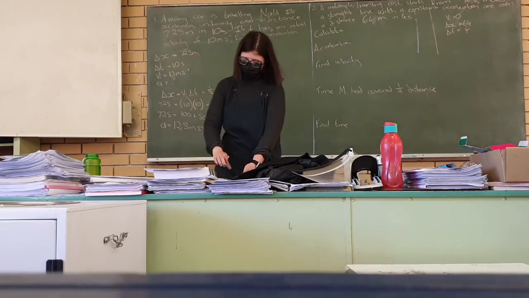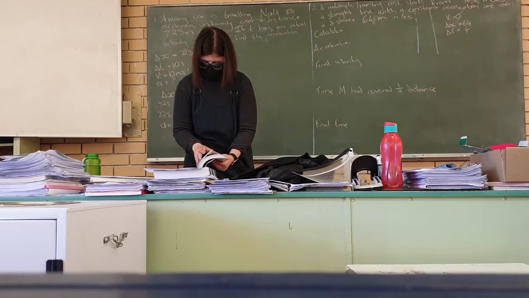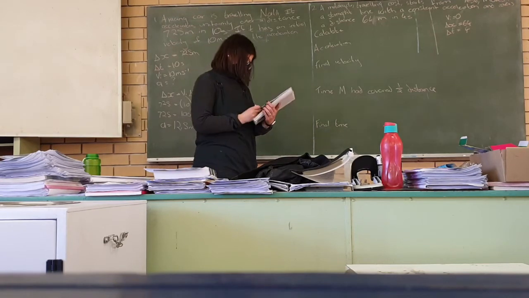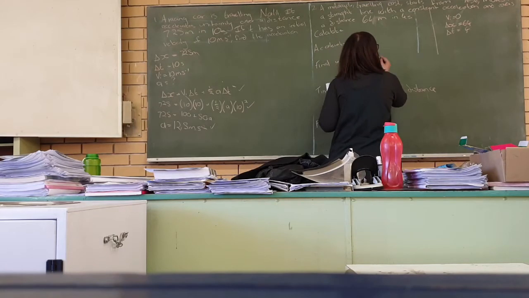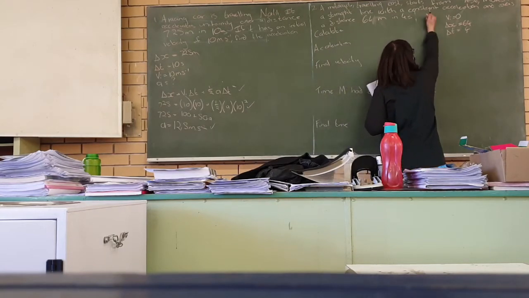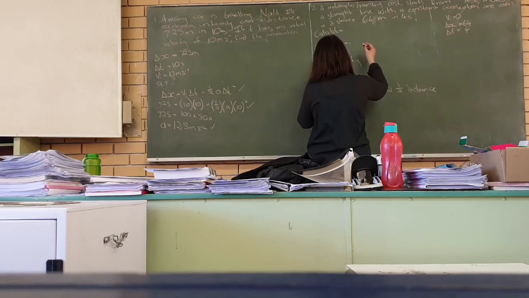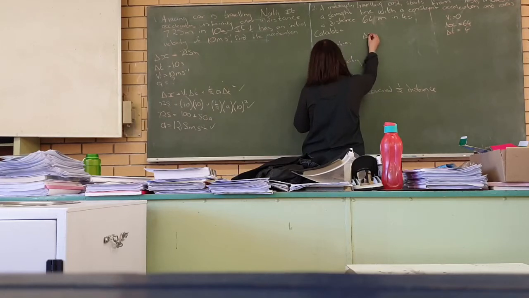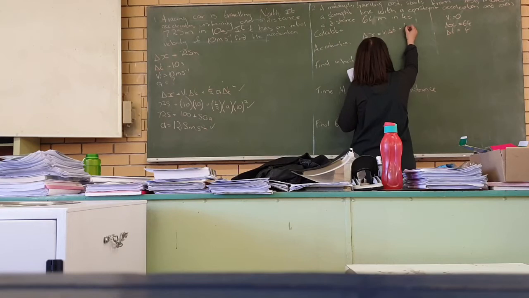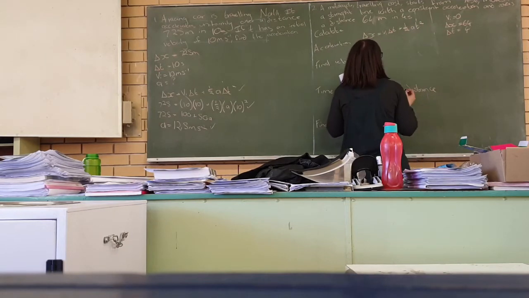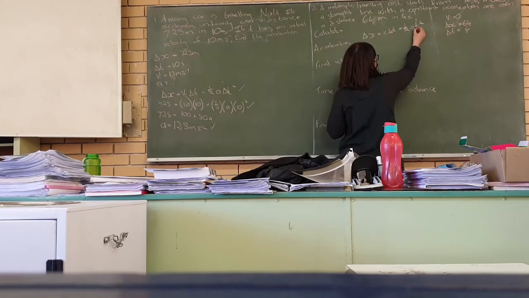So now once again I look at my formula sheet, which will be given to you in the exams. Now I've got Vi, I've got t, I've got delta x, I want to calculate my acceleration. So I'm going to use the same formula I used before. So I have delta x is equal to Vi delta t plus half a delta t squared. Now I fill in my values.